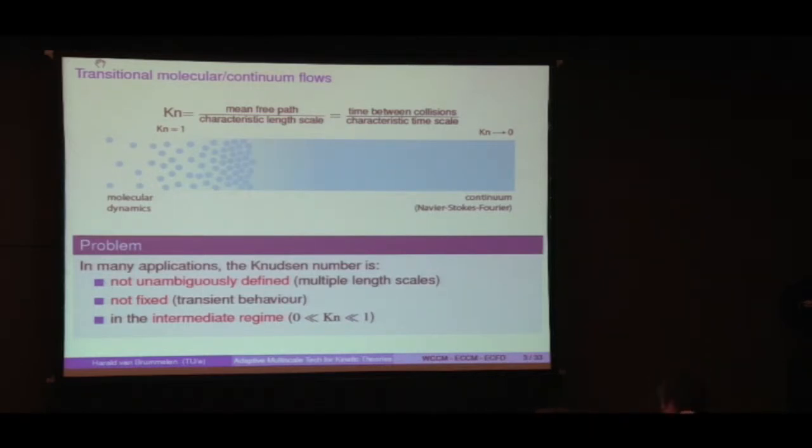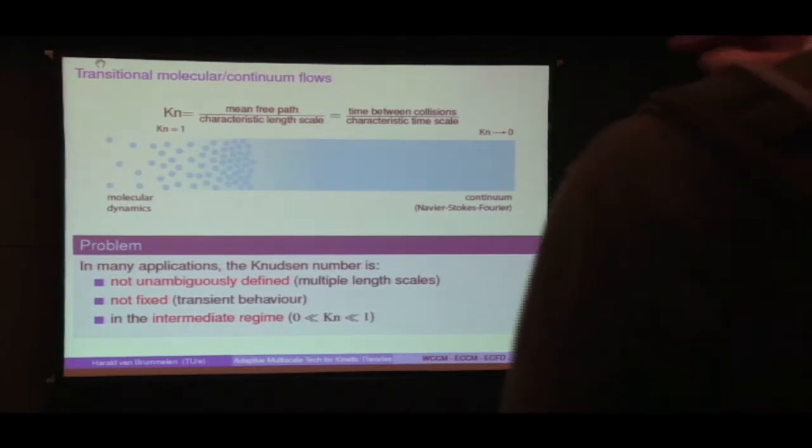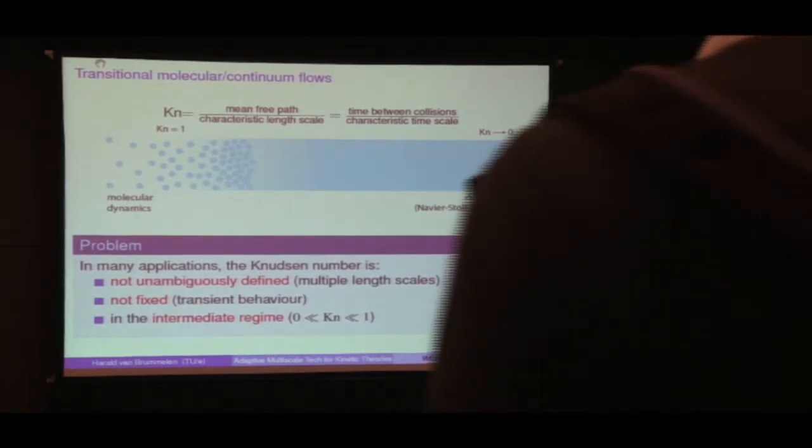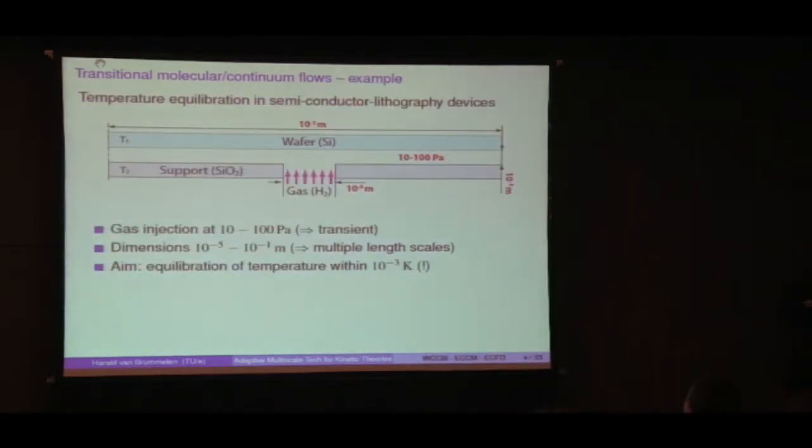It may not be fixed in the sense that you have transient behavior, and I will show an example of that in a moment. Or you may be in the intermediate regime, so you're somewhere over here. And then at the same time you also have transient behavior. The aim in this system would be to do a temperature equilibration, so you want to understand the heat transfer in the system. So this would typically be an application where you would need to turn to kinetic theory.